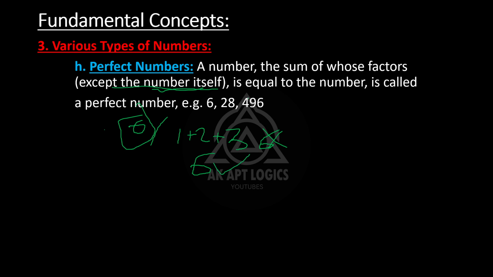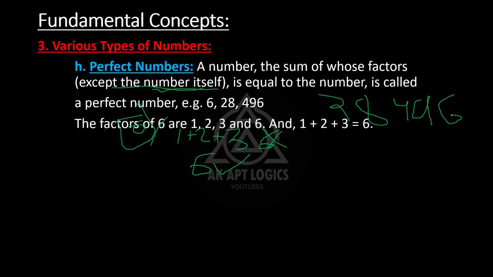For example, if you take 28 also, you get the same, and 496 also, you get the same thing. You just cross check it. This is the thing which I have discussed. The factors of 6 are 1, 2, 3, and 6, and 1 plus 2 plus 3 is equal to 6. Why haven't we included 6? Because we shouldn't include 6, as we are taking the factors of 6 itself. So that's the condition for the perfect number. That's the definition.